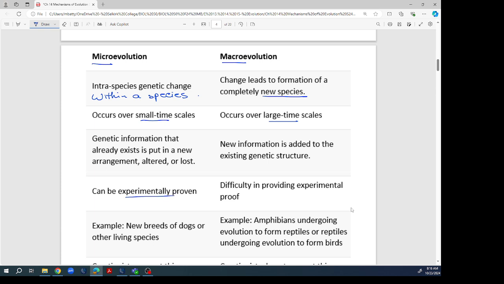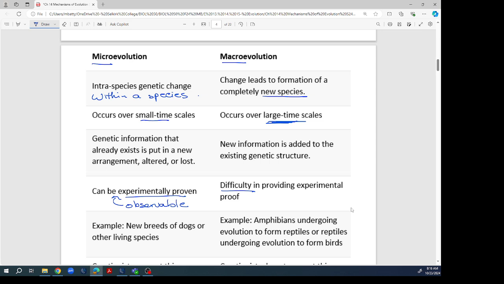It can be experimentally proven. We can observe this. It's observable. Macroevolution is difficult to provide experimental proof for because it's just so long, we can't reproduce these events. And so they're difficult to prove or illustrate to people.